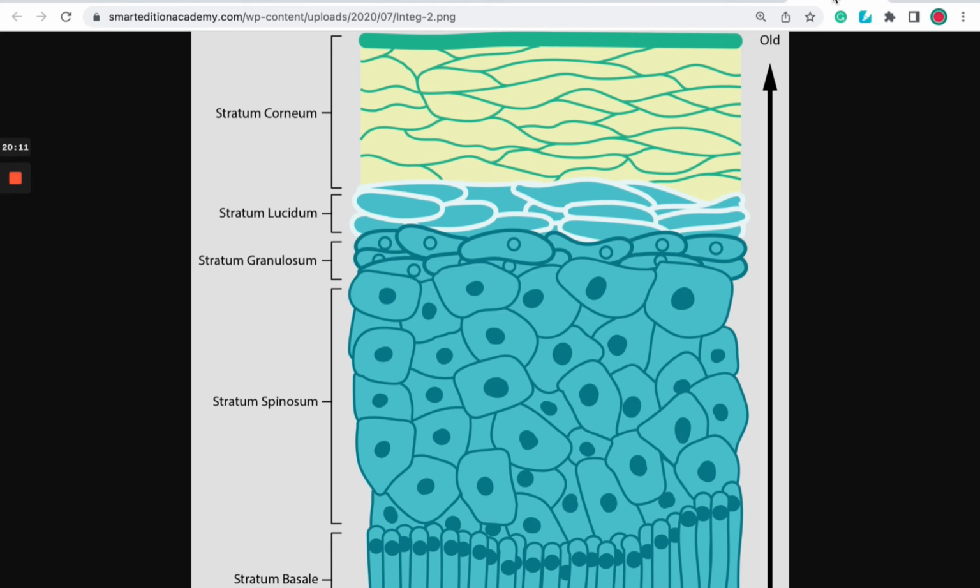So if we take a look at the layers of the skin, the stratum corneum is the top layer, or the outermost layer of the skin. And when acne forms due to a bacterial infection of the sebaceous glands, acne or pimples will form on this layer of your skin.